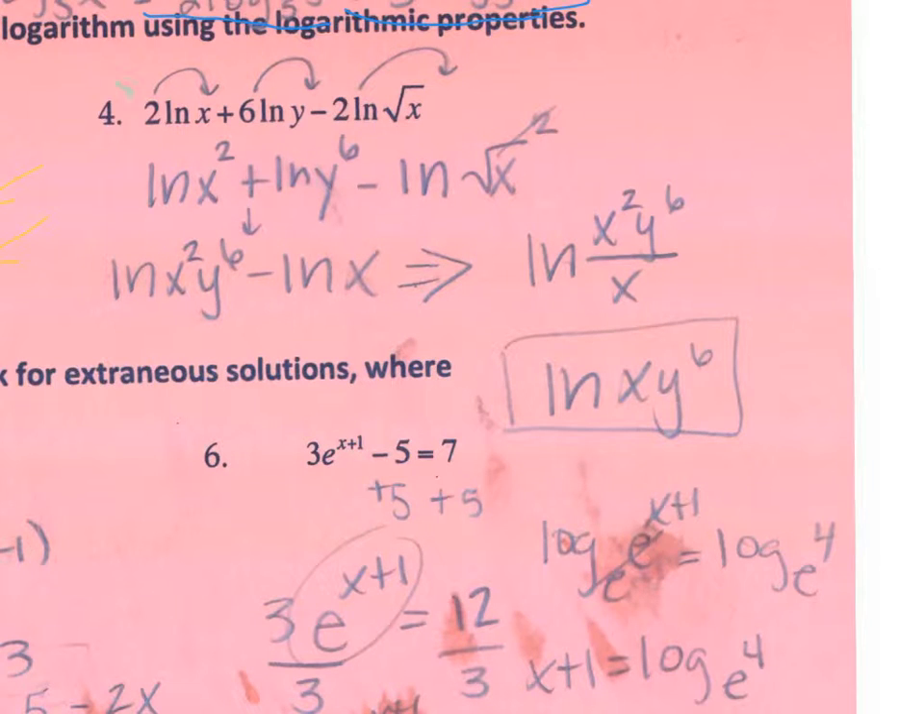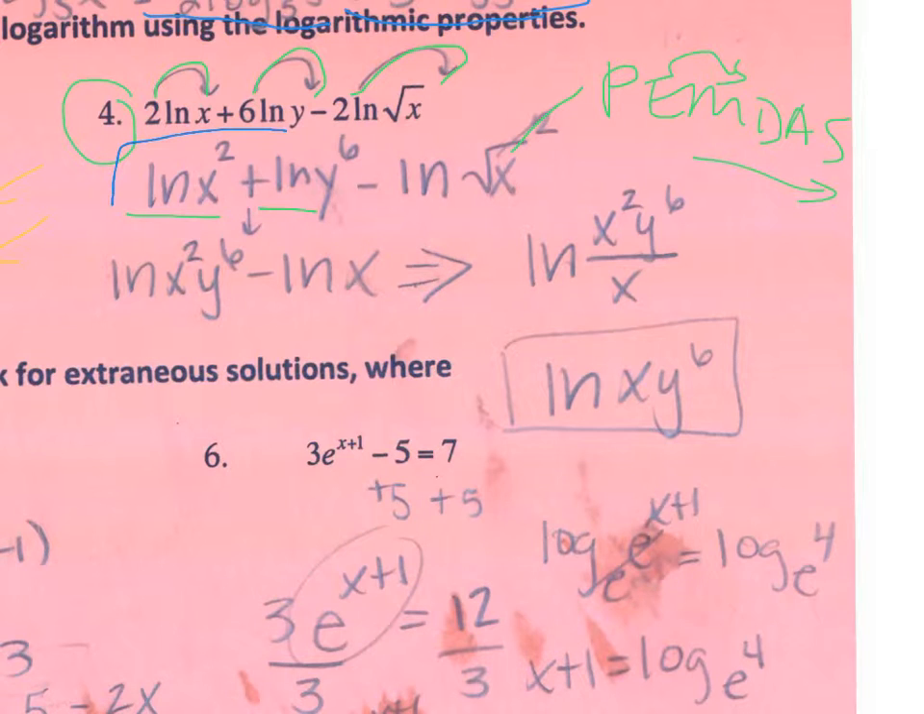Now, if we're going in reverse for number 4, remember, when you're condensing something, you do go in PEMDAS order. The exponents mean we're going to bring our powers back up first. So the 2 on top of the x, 6 on top of y, and 2 on top of the square root. So we did that right here. Remember, square root and squared cancel. They're inverse operations.